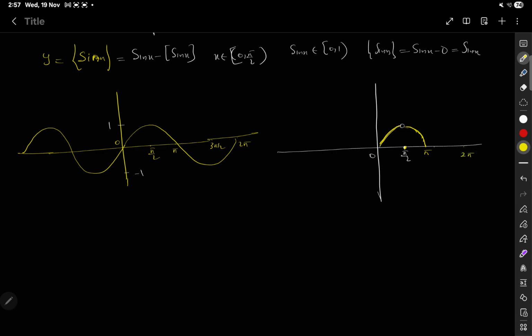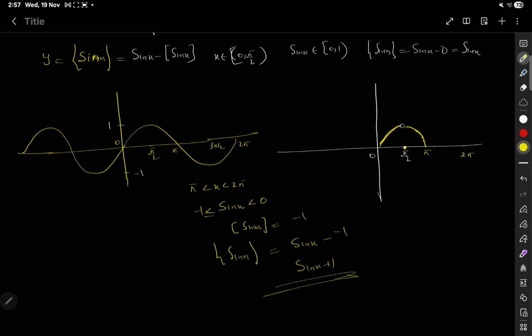Okay, now pi to 2 pi. Pi to 2 pi, what will happen? Pi less than x less than 2 pi. You can see that sin x lies between 0, minus 1 and 0. So what is step of sin x? Step of sin x is minus 1. So what is fractional part of sin x? Which is sin x minus step sin x. What is step sin x? Minus 1. So it is sin x plus 1.